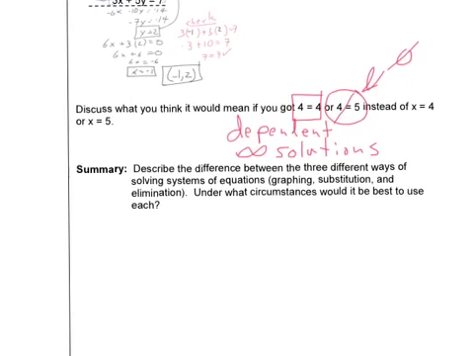All right, for the summary, I wanted you guys to describe the difference between the 3 different ways of solving systems of equations. You got graphing, substitution, and elimination, and see if you could figure out which ones would be the best to use in different situations.